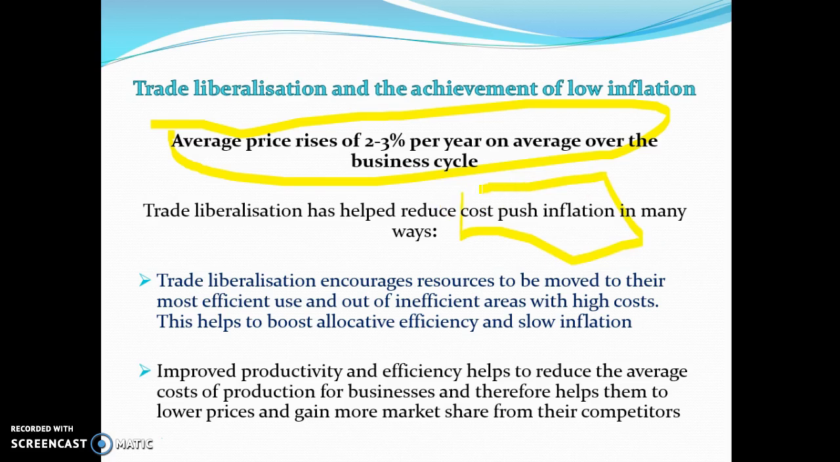So it encourages resources to be moved to their most efficient use and moved out of inefficient areas with high costs. This helps to boost allocative efficiency and slow inflation. So by specialising, we become cheaper because we're more productive in those areas. Increasing productivity helps to reduce the average cost of production and therefore they can lower their prices.